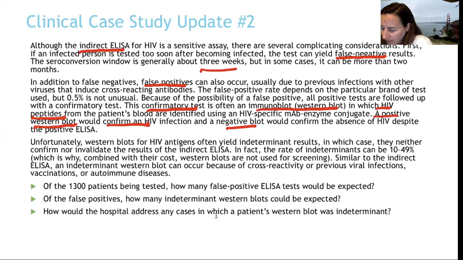Okay, so they've done the 1,300 patients, all with indirect ELISAs. We got some positives. Now we're going to do the Western blots to see if there's any false positives or if those, in the second test, are positives. Okay, so some of the Western blots are indeterminate results. So they cannot confirm or invalidate. They don't know.